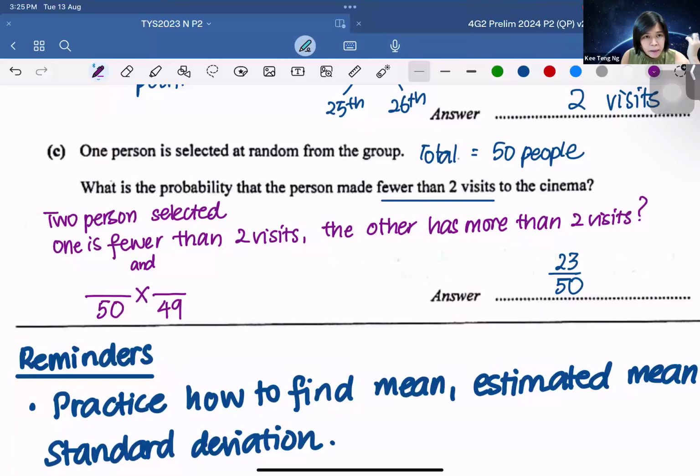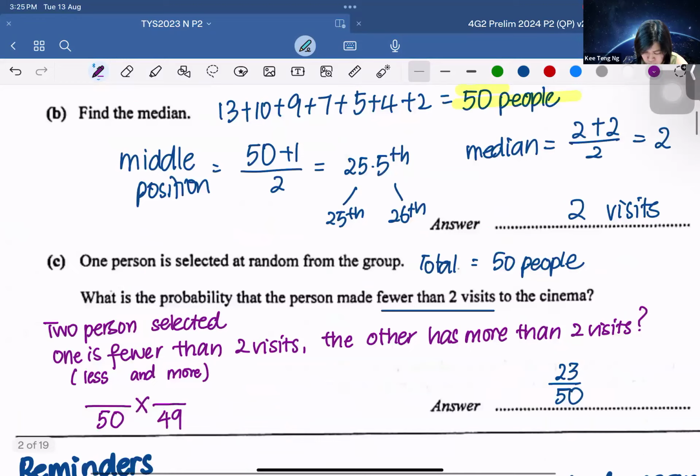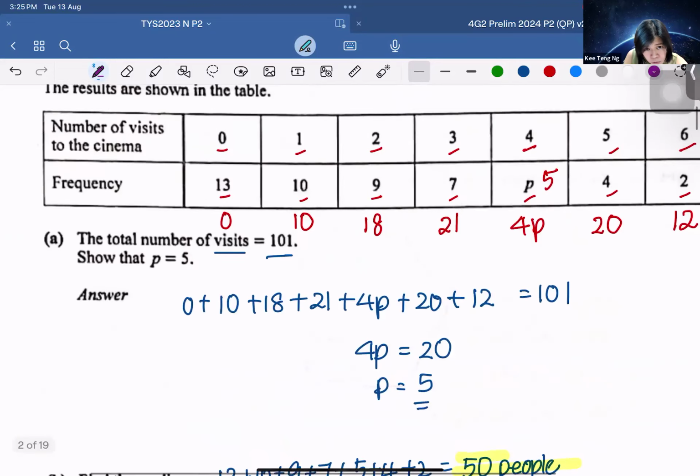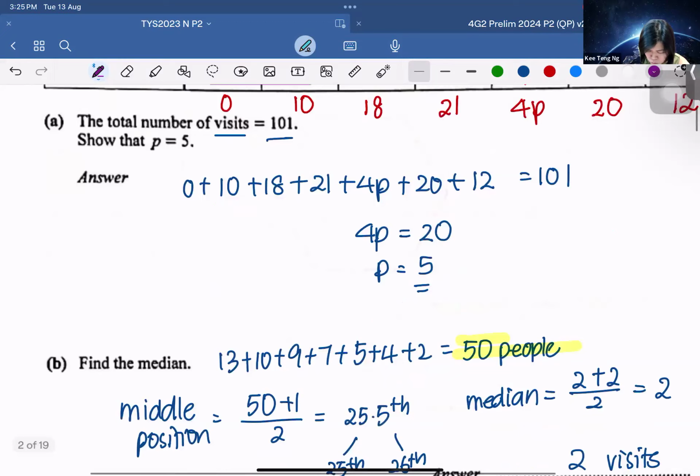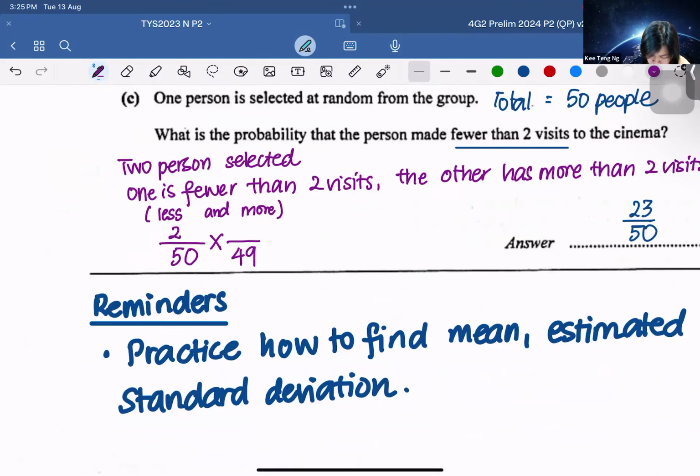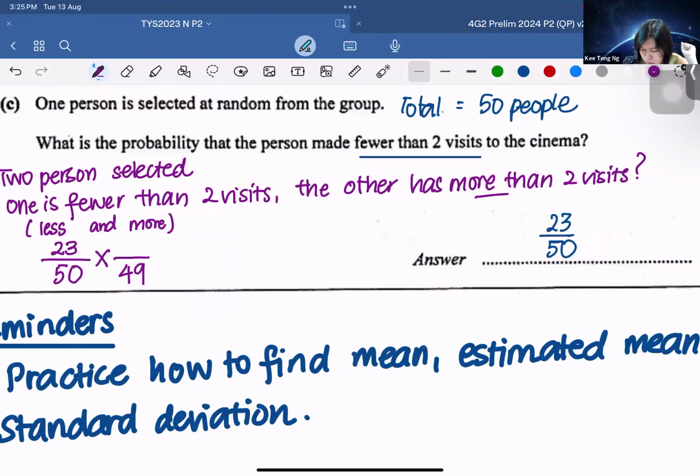Then I look at my condition. My condition says one is less than 2 visits, the other has more. So what can I do? I can have a choice of less and then more. They didn't tell me the position, right? So I can have the less than 2 visits. Who are the people who have less than 2 visits? Less than 2 visits got a total of 23 of them. So 23 people meet this criteria. The other person has more than 2 visits.